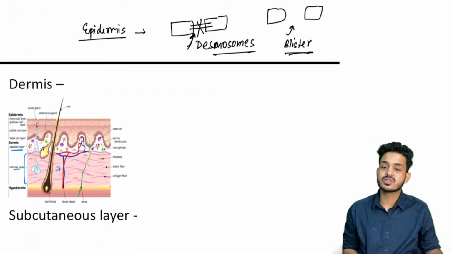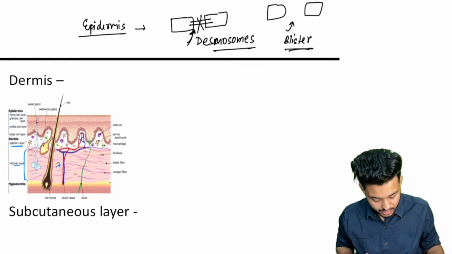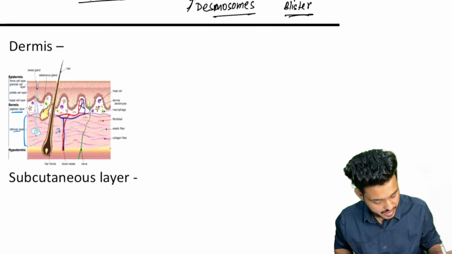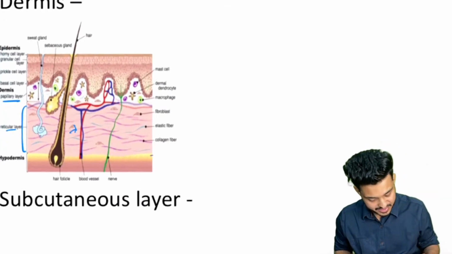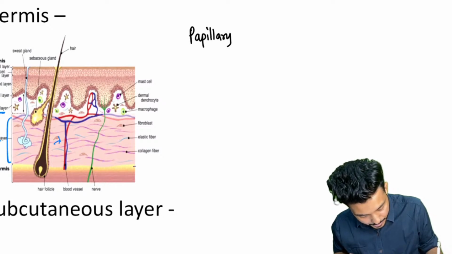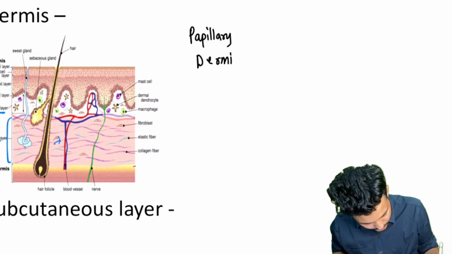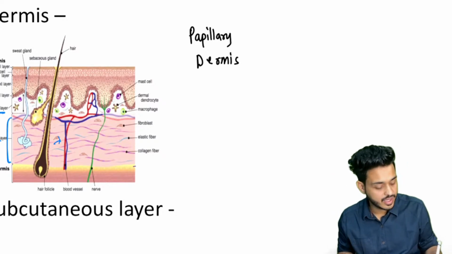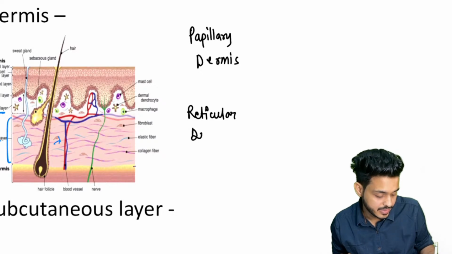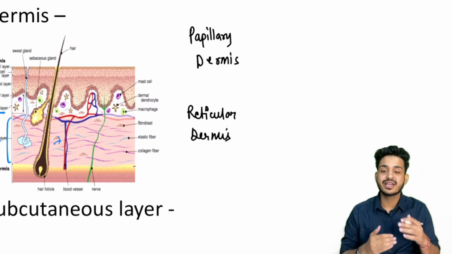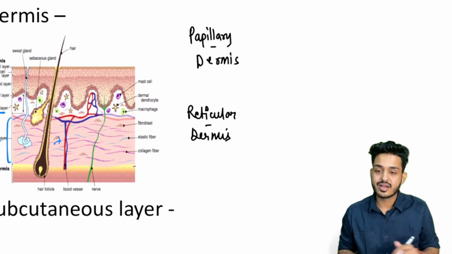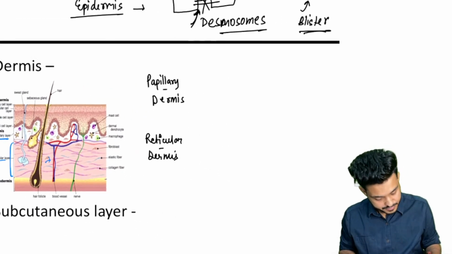Now let's talk about the dermis, the lowermost layer. In the dermis, what you need to remember, guys, is that we are having two layers in the dermis as well. First one is your papillary dermis, and the second one is your reticular dermis. So we are having two layers in the dermis itself, right?